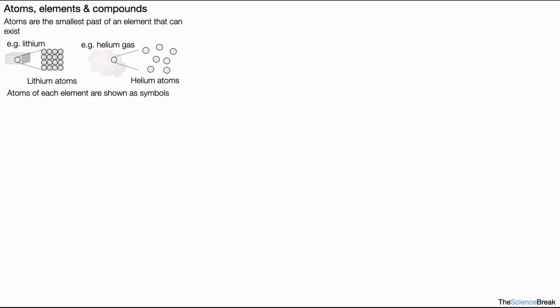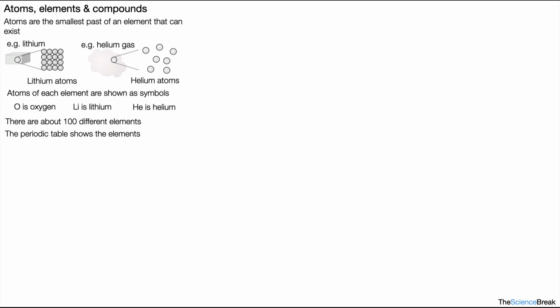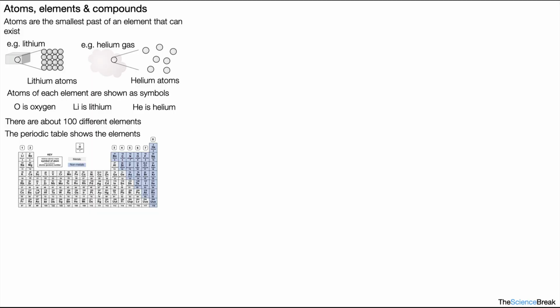Atoms of each element are shown as symbols. For example, capital O is oxygen, capital L with a lowercase i is lithium, capital H with a lowercase e is helium, and there are about 100 different elements, each with their own separate symbols. The periodic table shows the elements. Here is a small version of the periodic table. We'll be looking at this in a lot of detail throughout this video.